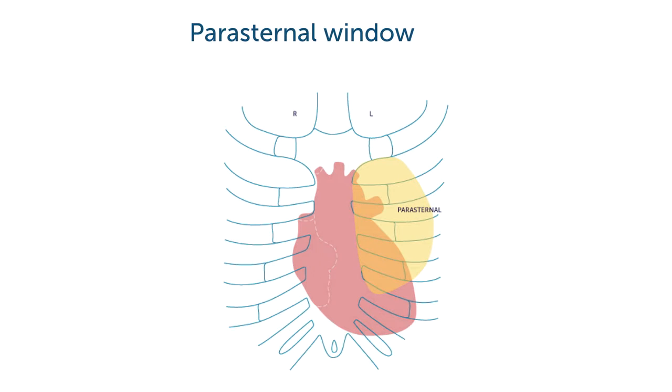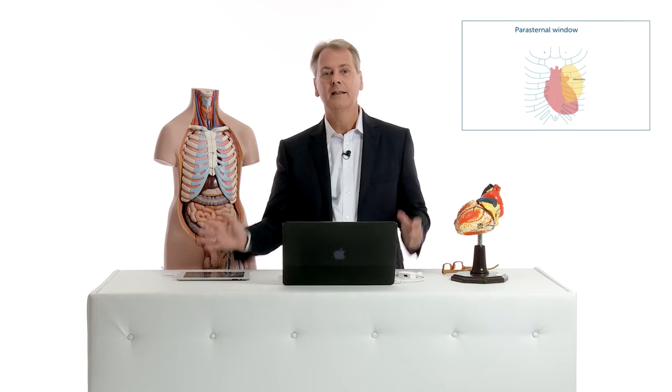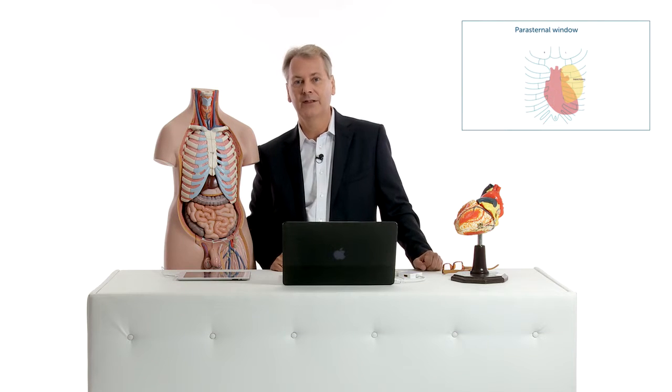Now, of course, the size of these windows varies greatly, and frequently you will not be able to image all patients from all windows with equal image quality. In this lecture, we'll talk about the parasternal window. Usually you will image either in the third or in the fourth intercostal space. Let's take a look at how we can actually find this window.